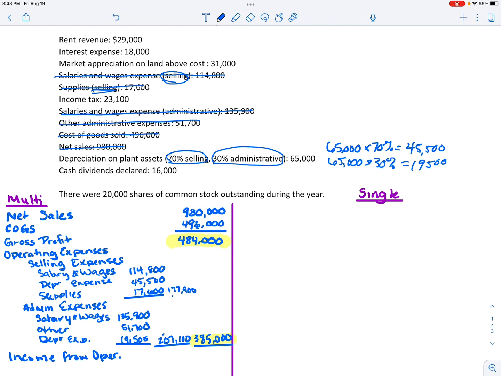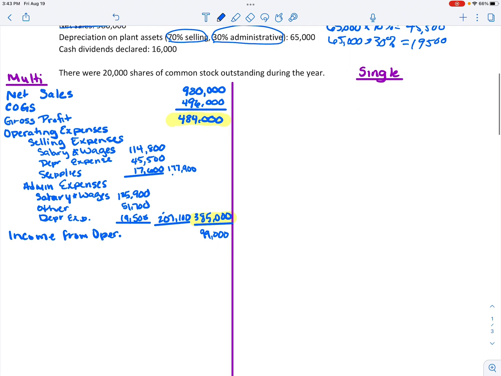And if I subtract those two, you should get 99,000. After we've reached that point, we're almost done, but we have a few other things we're going to look at. After my income from operations, I'm going to pull in my other revenue and gains.